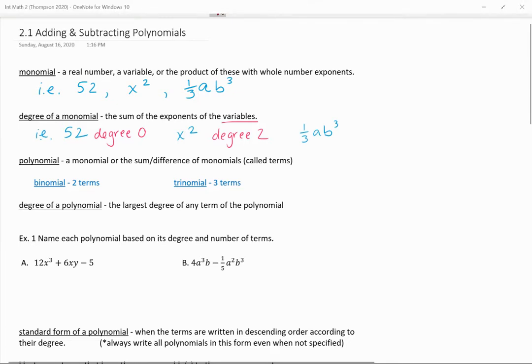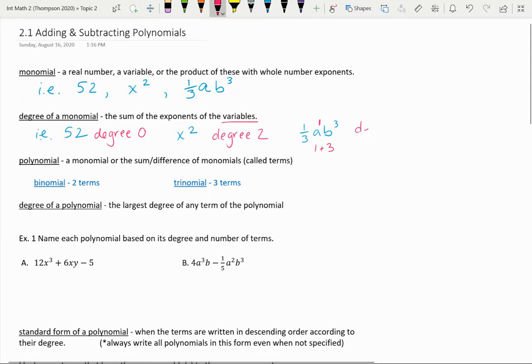For this third example, 1/3 ab to the third, now I need the sum of the exponents. When I have more than one variable, I have to add these up. So I have a, and there's not an exponent on here, but I know that that's automatically 1. So for this, I've got 1 plus 3, and that's going to give me a degree 4. So remember, sum just means add them up.